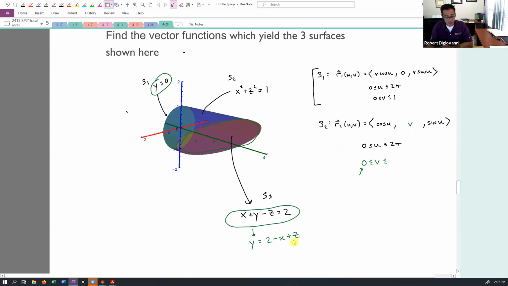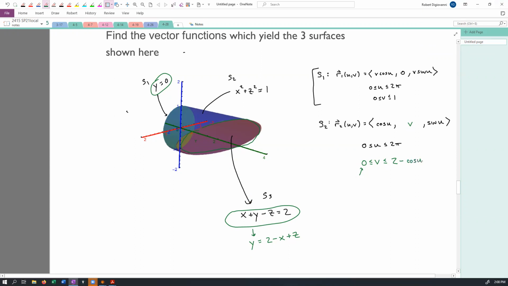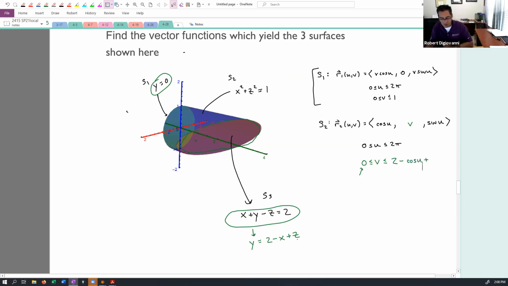Exactly. Because the outer edge of this, which is my upper bound on my y control here, is part of this plane. If I solve this for y, and I'm solving it for y because the y is the v, then I need that to be between 0 and this plane, 2 minus, but I can't put x because we don't have x anymore. But what's x for us? Cosine u. Right? And then plus z, but what's z for us? Sine of u.